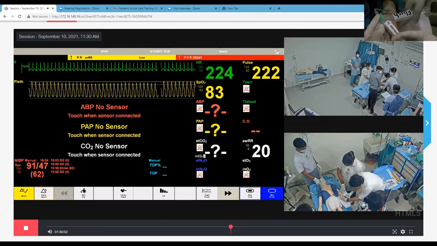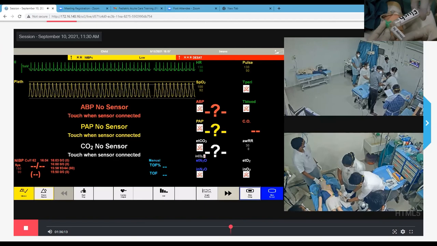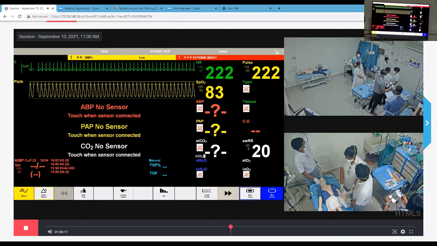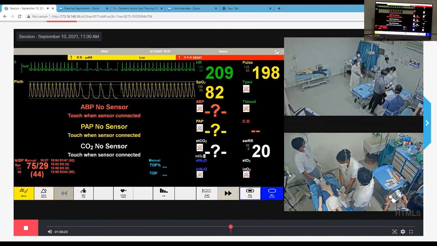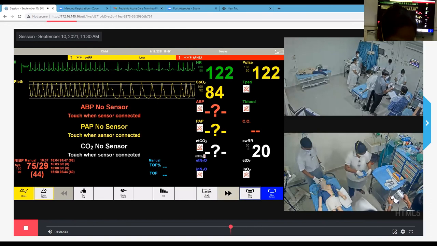I give. Ranjan, eyes on the ECG, please. Good. Very good. We'll wait for 2 seconds to see if it is reverting or not. I think it is sustainably reverting. But BP is showing 75 by 29, it is becoming unstable and reverting back. I think we need to now give him a DC cardioversion, please.